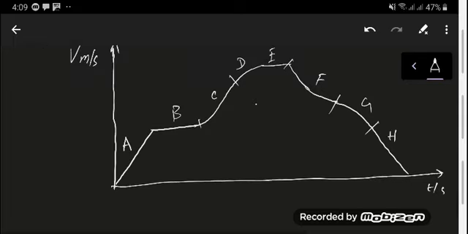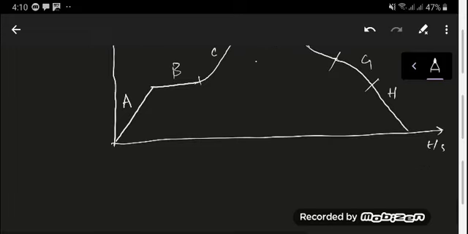So let's talk about part A. What is happening at part A? The speed is increasing uniformly with time. There is a constant increase in the speed. So the rate of change of speed is constant, right? And obviously the rate of change of velocity is constant. So the object is moving with a constant acceleration.